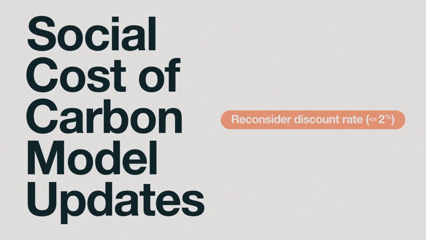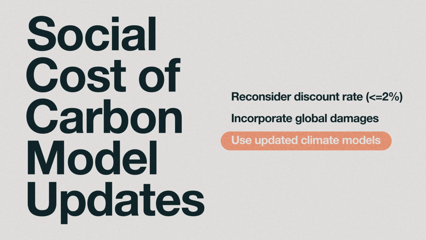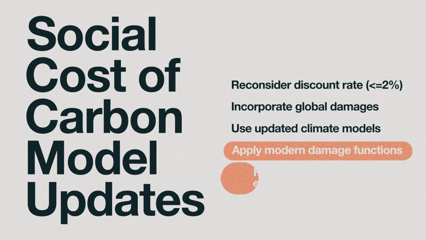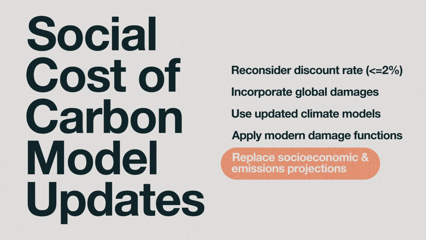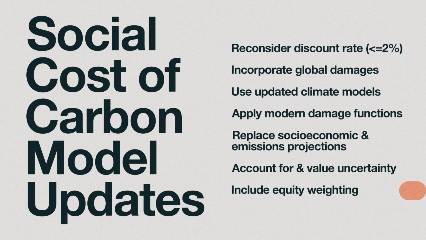Along with reconsidering the discount rate and incorporating global damages into the calculation, finding a better estimate for the social cost of carbon should include using the latest climate models, damage functions, and socioeconomic and emissions projections, accounting for and valuing uncertainty, and factoring in equity weighting. With these updates, the social cost of carbon would have the ability to influence climate policy and regulate industries across all sectors in a way that more effectively decarbonizes the United States economy.